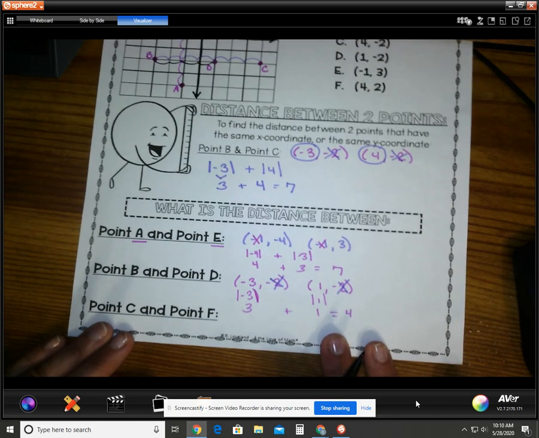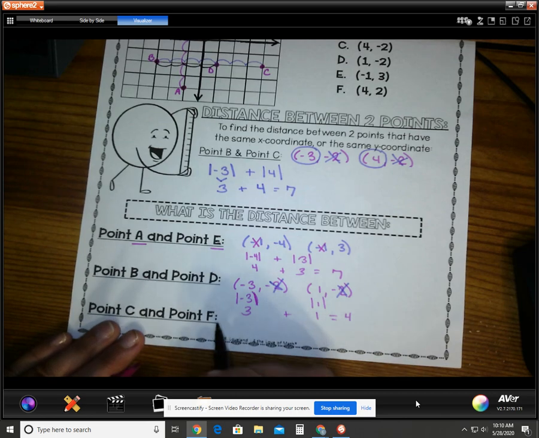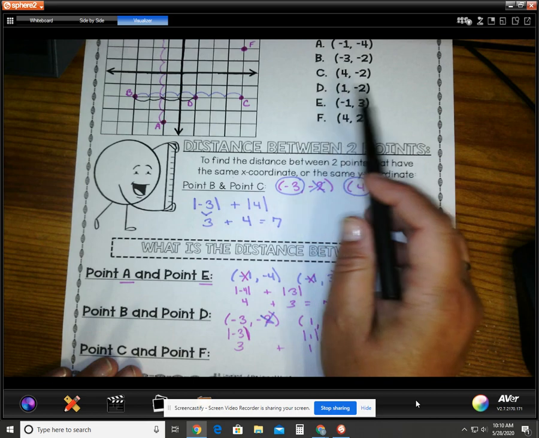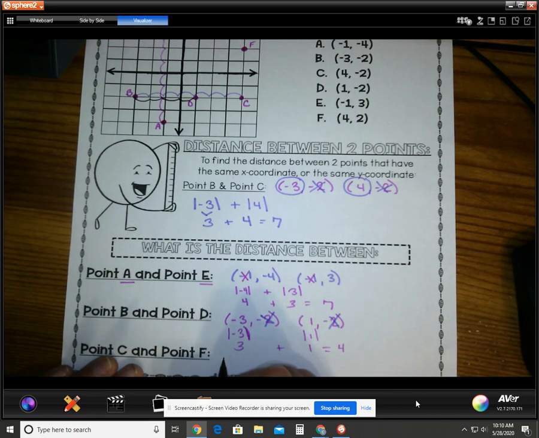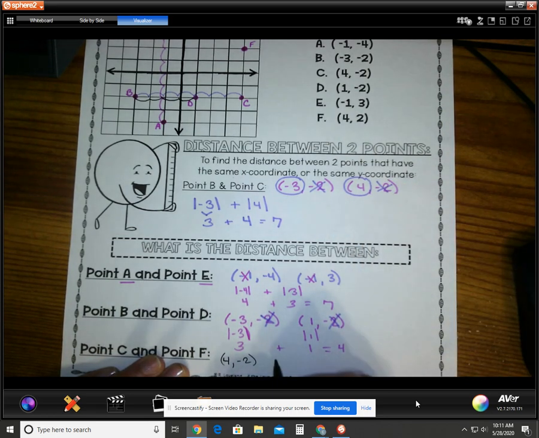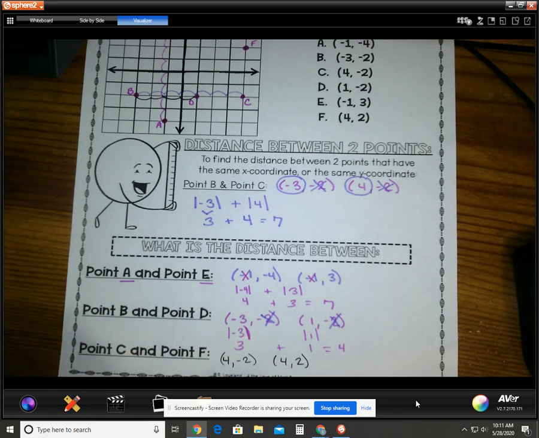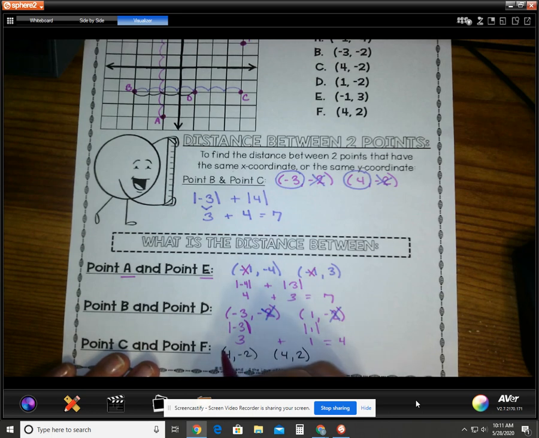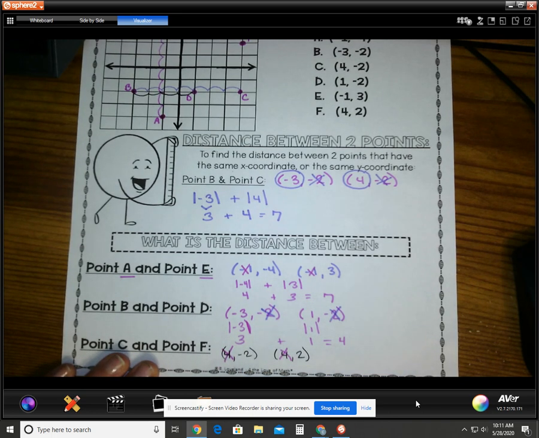We now have C and F. We'll try it one more time like this. If I look back at C, I can see it's 4, -2. So I'm going to write that down. It's 4, -2, right? And point F is at 4, 2. I'm going to look for what they have in common. Again, they both have 4s, so I'm going to cross that out because I don't need what they have in common. I need to know what they don't have in common. So it's -2 and 2.